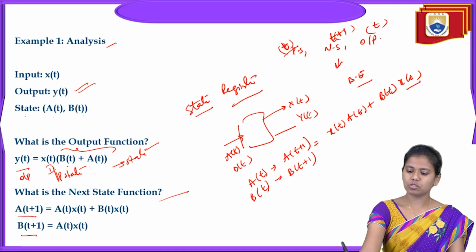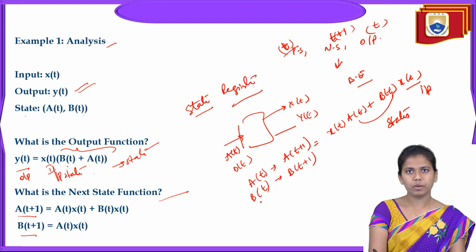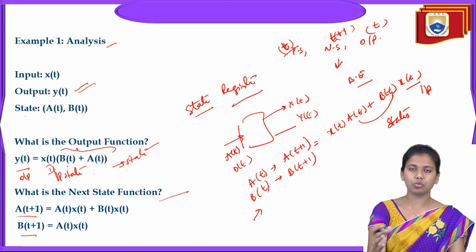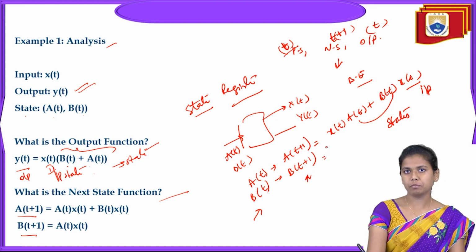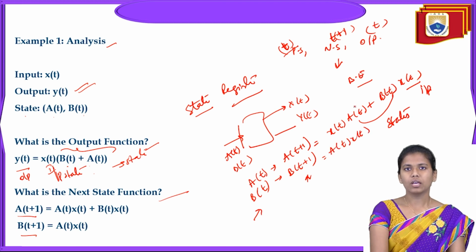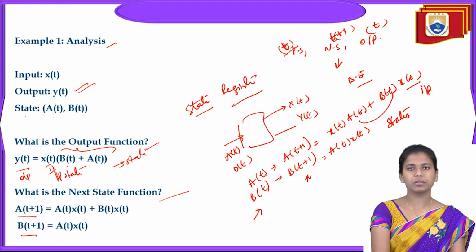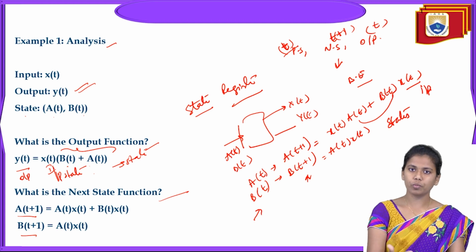Okay, that means x of t is nothing but the input, and a of t and b of t are nothing but the states. These are the states, right? So for b of t as well, as b of t is another state, we can write the next state of that present state b of t as b of t plus 1, and then b of t plus 1 can be written as a of t into x of t. So this is a general understanding regarding the state with respect to the input and output, and also with respect to the present state as well as the next state.